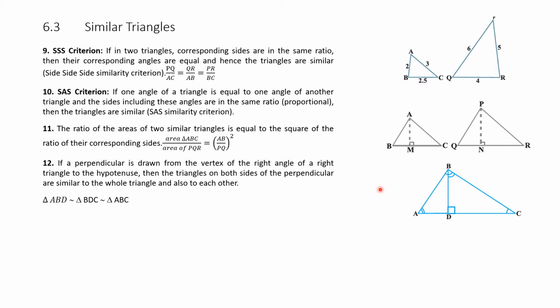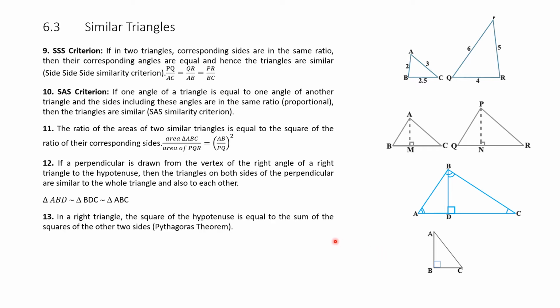In a right triangle, the square of the hypotenuse is equal to the sum of the squares of the other two sides. See the triangle ABC. AC is the hypotenuse. The other two sides are AB and BC. Therefore, AC square is equal to AB square plus BC square. This is Pythagoras theorem.